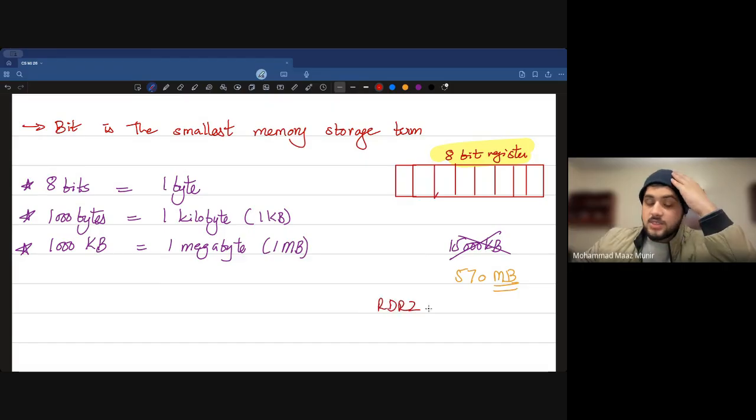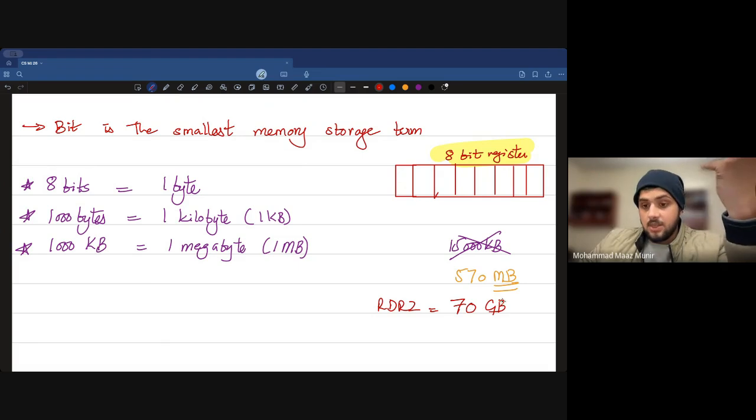Now, this is just a small example, but we have also seen a big game like RDR2, which is Red Dead Redemption 2. When you try to download it, it might be 67 GB, or maybe 70 GB if we round it up, right? 70 GB is a very big file.